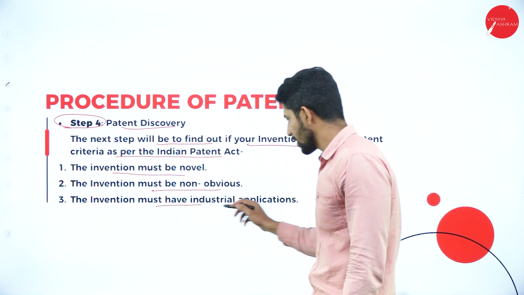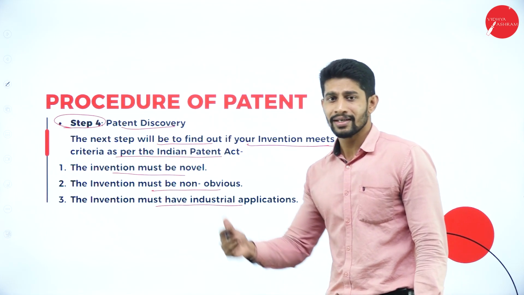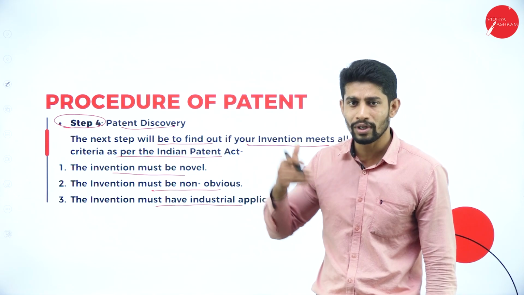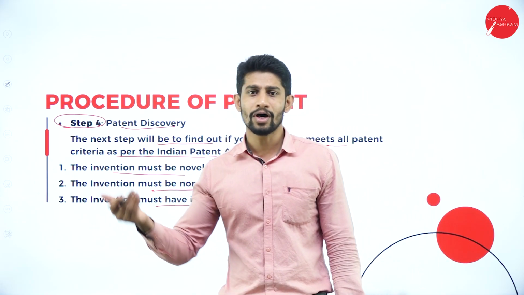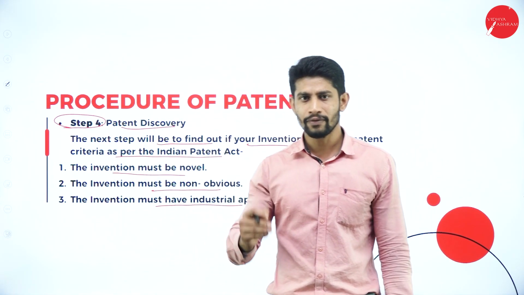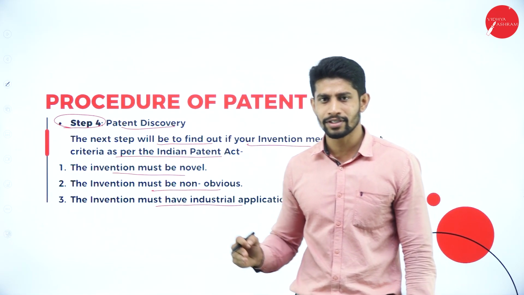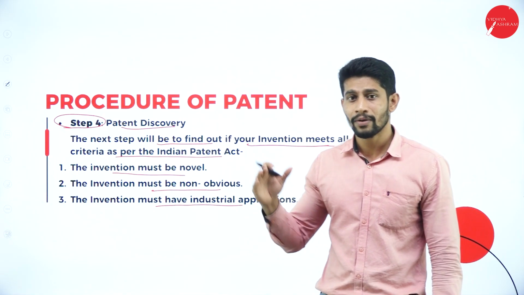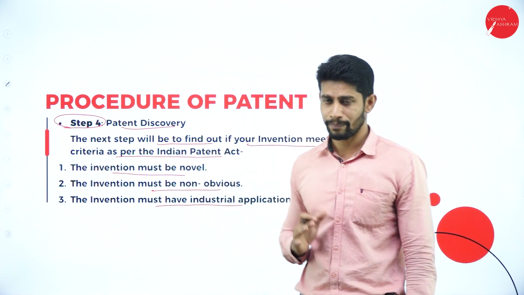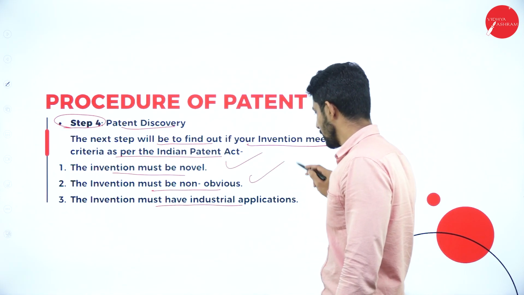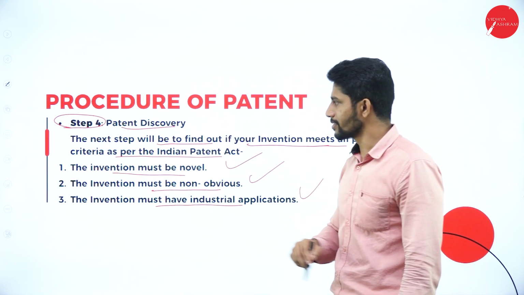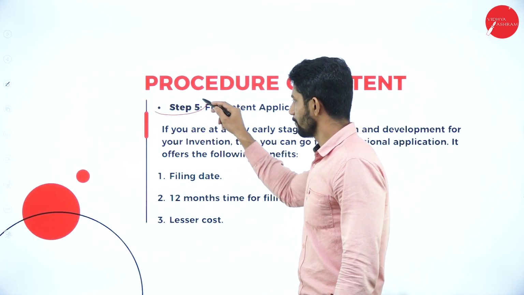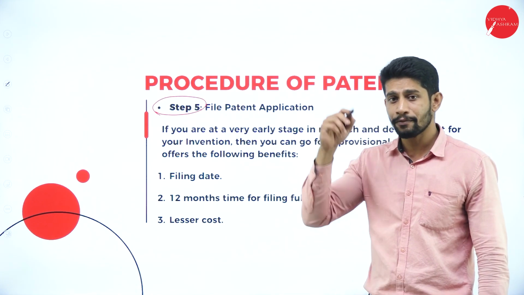And the invention must have industrial application. That means the invention should be used for the benefit of society. It should not be used only for personal benefit or for an illegal purpose. The invention must be used for the benefit of society and industry and for the development of the country or the world, not only for personal purposes. If your invention satisfies all these conditions, then they will move to the next step, that is step 5. So what does step 5 say?